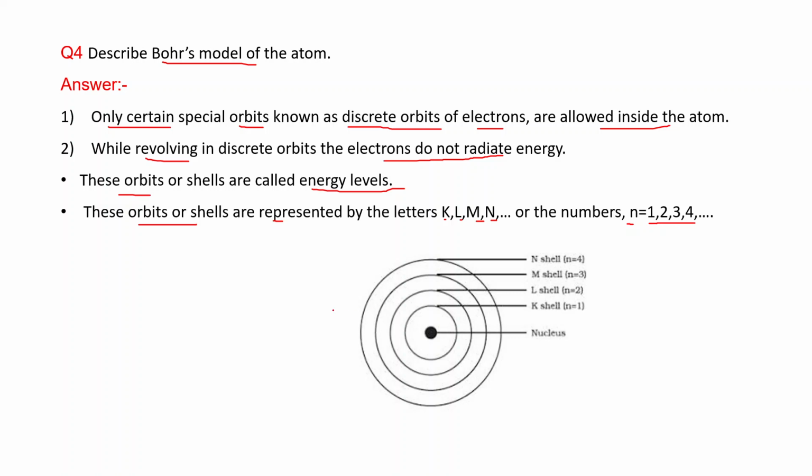And also make this diagram. Okay, this is the nucleus and these are the concentric circles which are representing the different orbits K, L, M, and N.